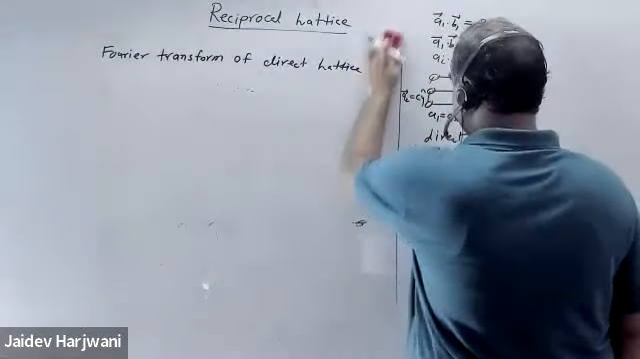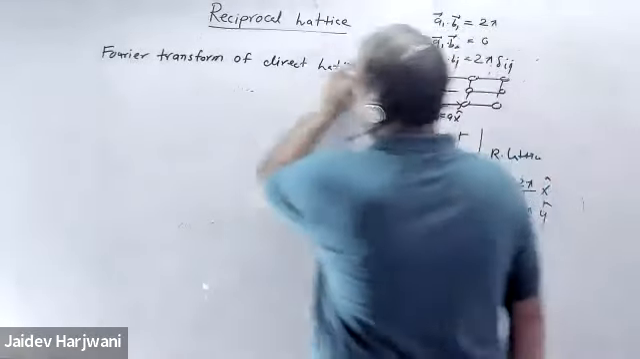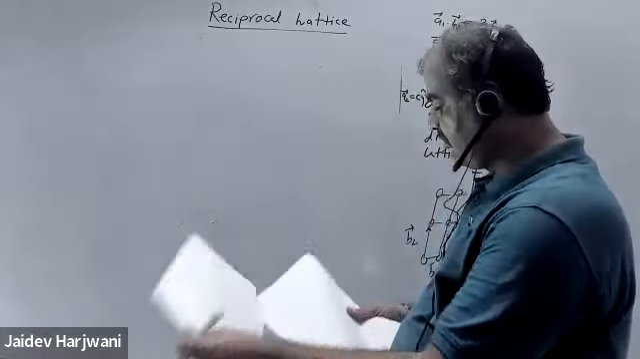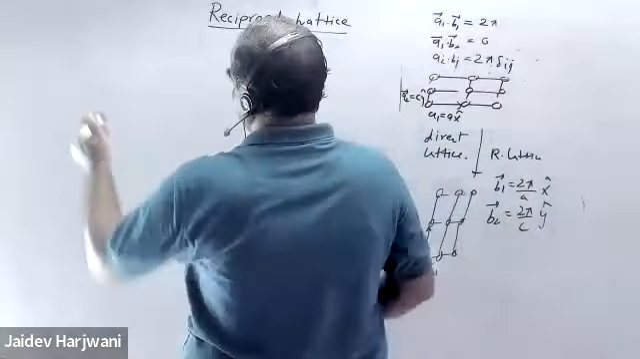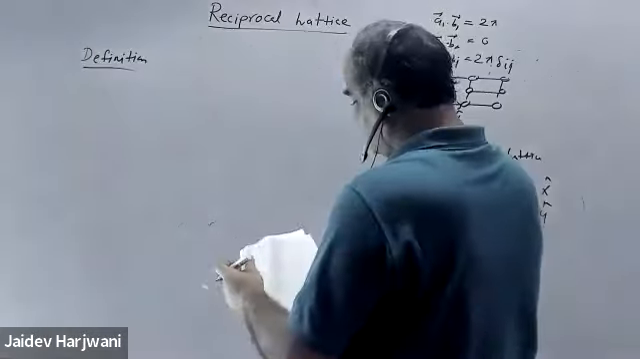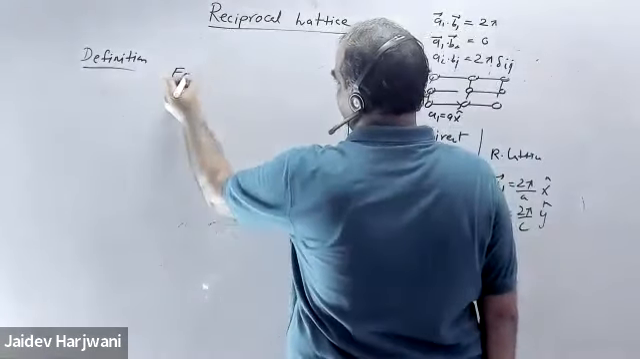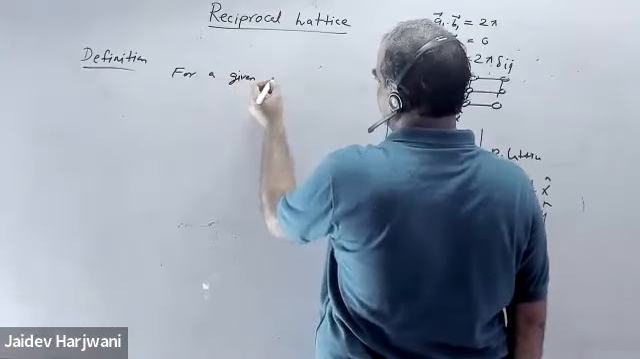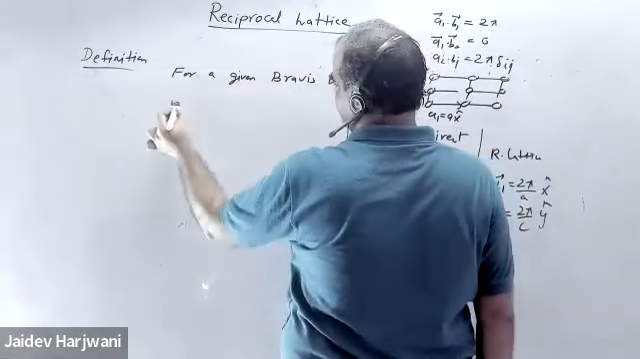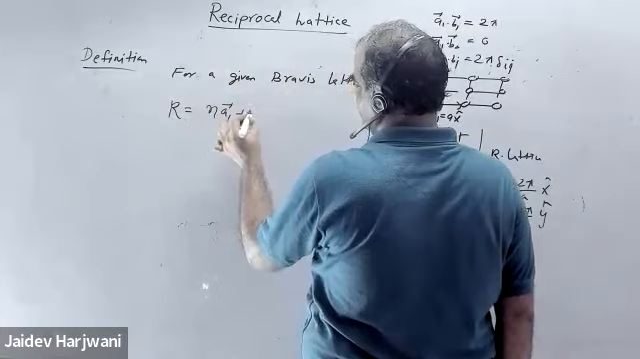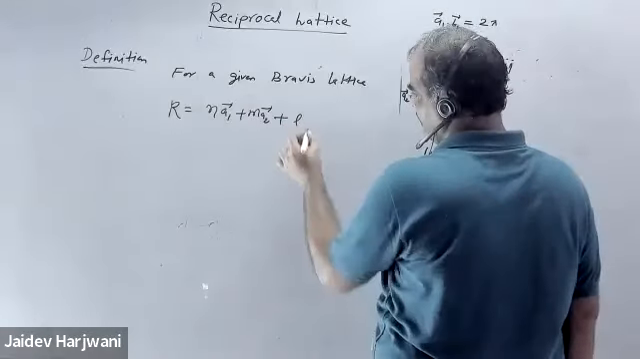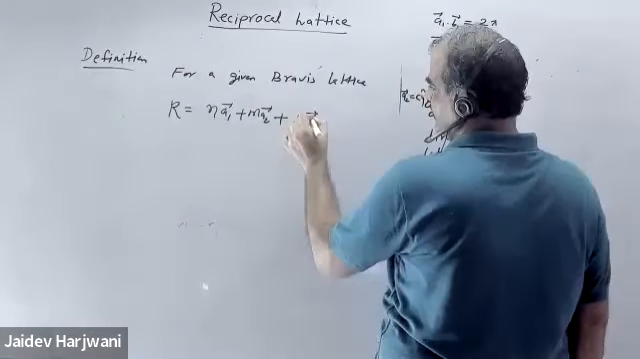Now similarly, we can approach 3D the same way. Now let me define what the reciprocal lattice is. I'll put the heading Definition. Suppose I am given a Bravais lattice, say R equals n a1 plus m a2 plus l a3. This is my Bravais lattice.